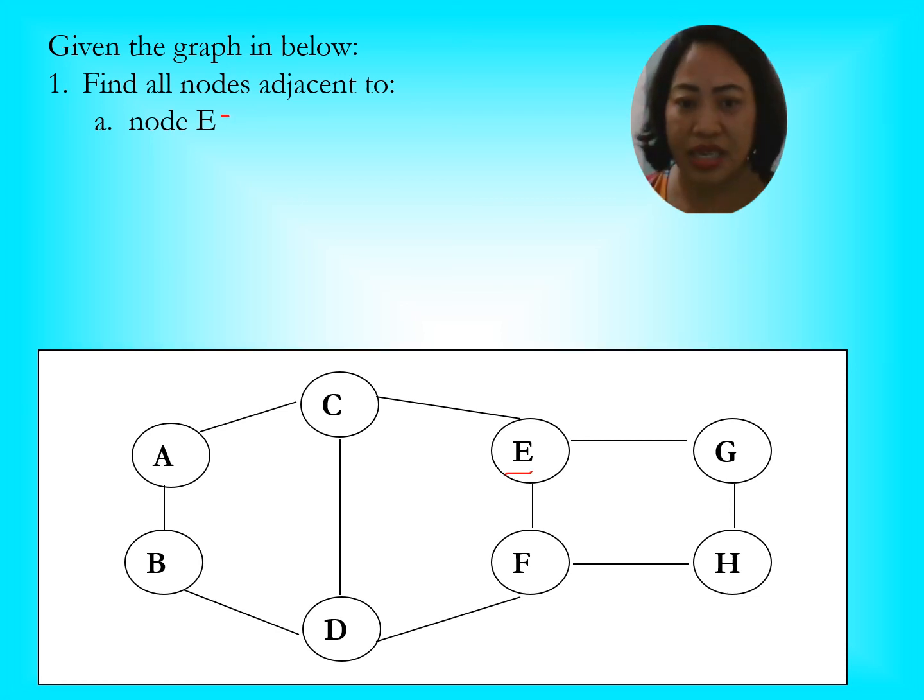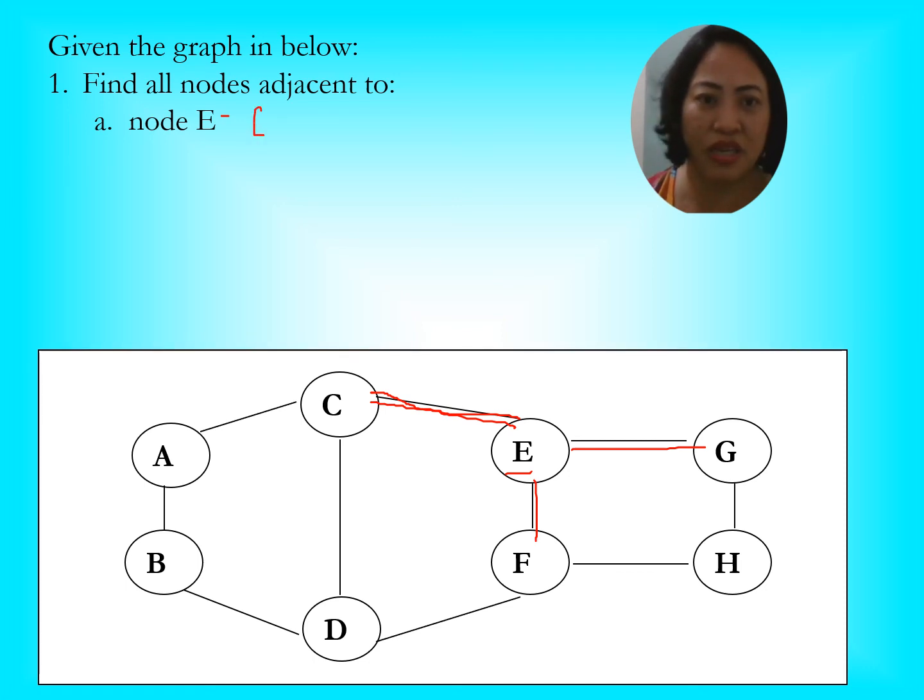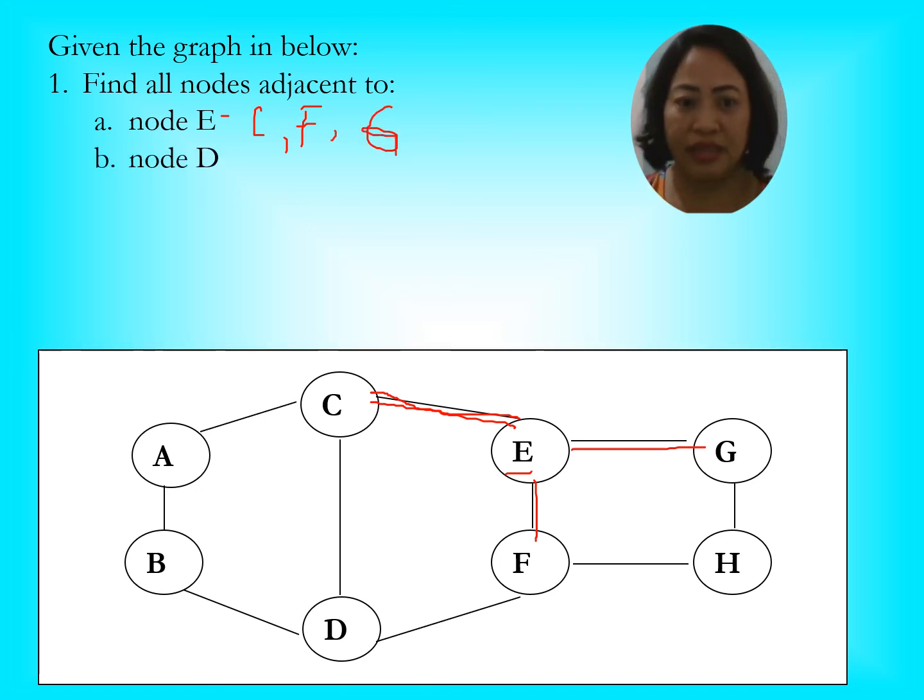This is the vertex E, and adjacent to it are, since this is an undirected graph, all the edges that have a connection to that vertex. So from E, adjacent are C, F, as well as G. Now find what vertices are adjacent to D. Very good, adjacent to A.